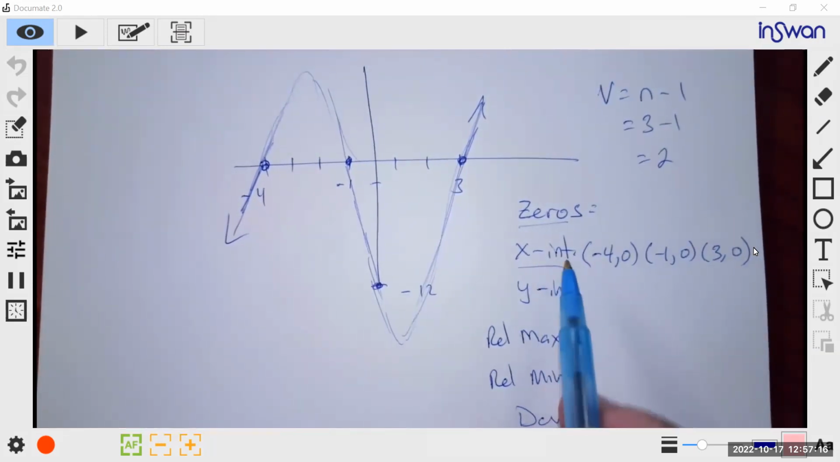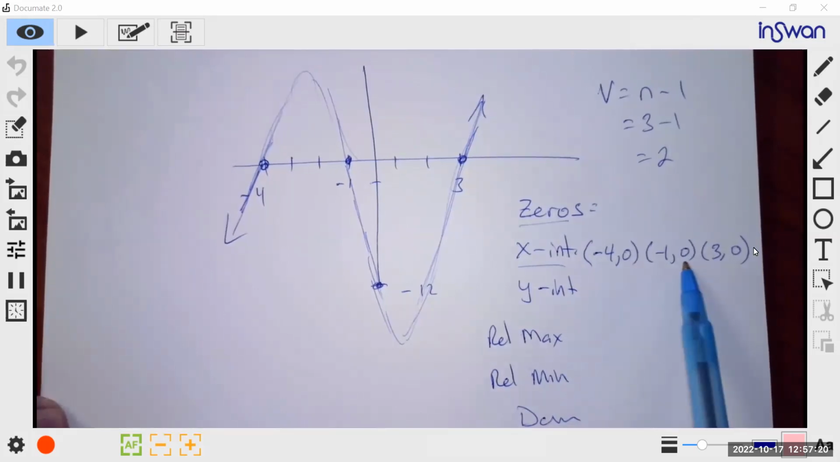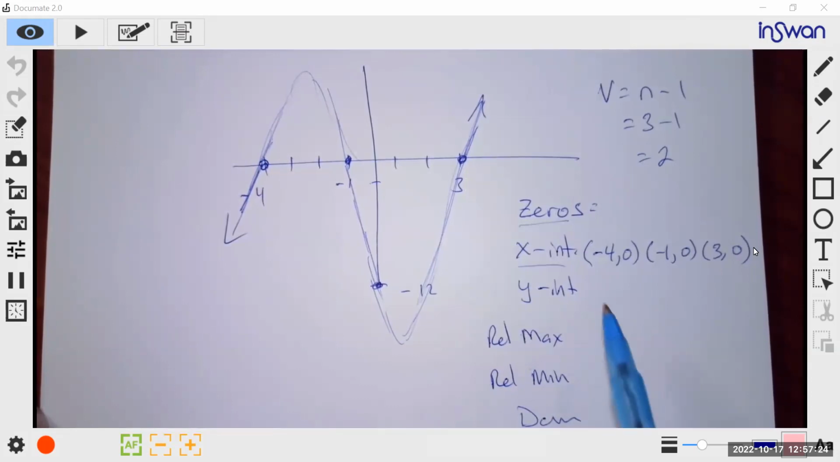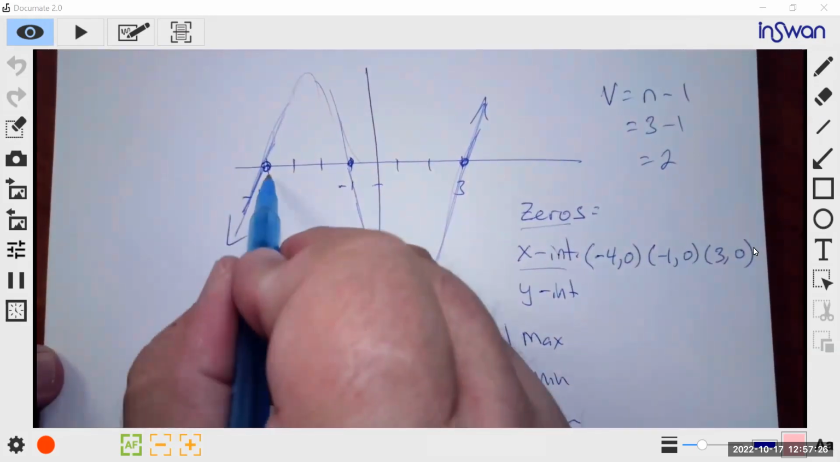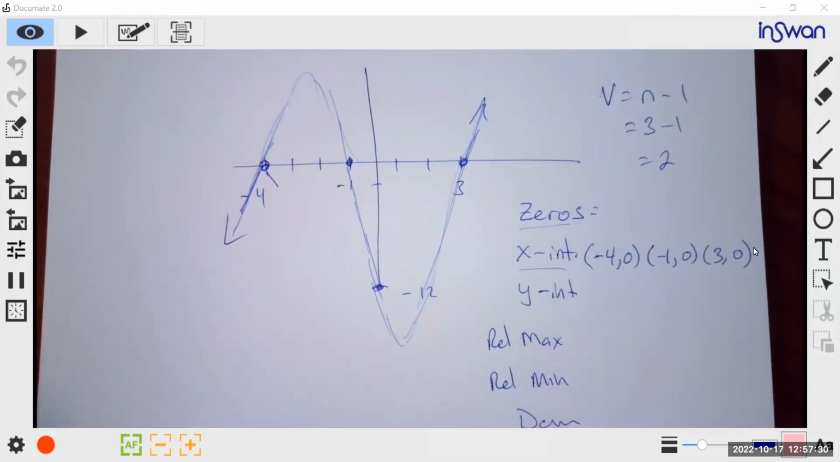No, for the x-intercepts, the y has to be set equal to 0, and we solve for x. So all of these y values have to be 0. These are the actual locations of x-intercepts, locations of where it crosses the x-axis.